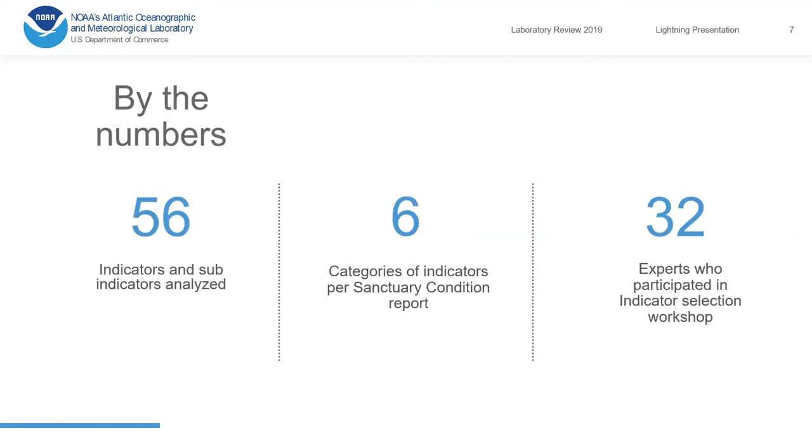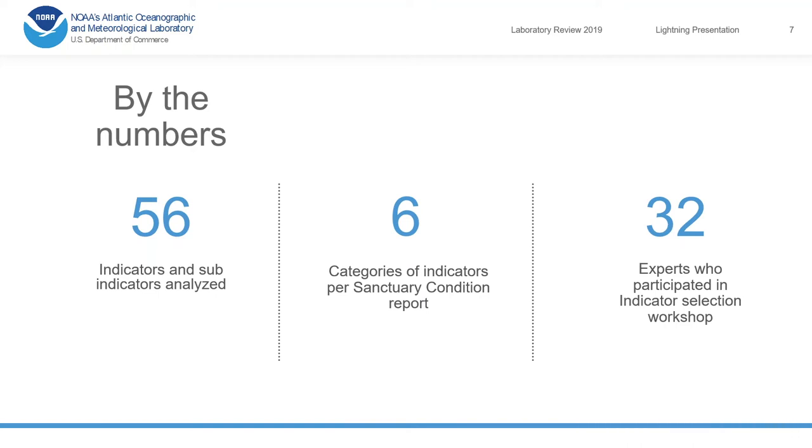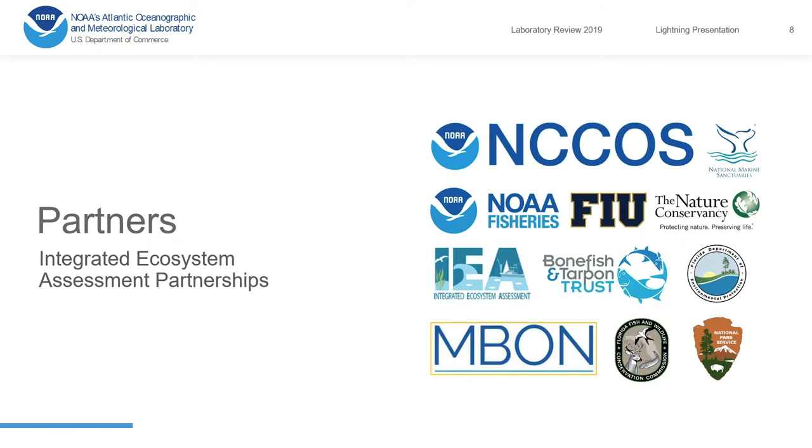So this process has led us to having our suite of indicators. We've got 56 indicators and sub-indicators that are now analyzed within six categories per the condition report format. And that's thanks to the input of 32 experts that participated in our workshop. Couldn't have done it without them. It was a really great network of scientists and management partners from all different groups here in South Florida.